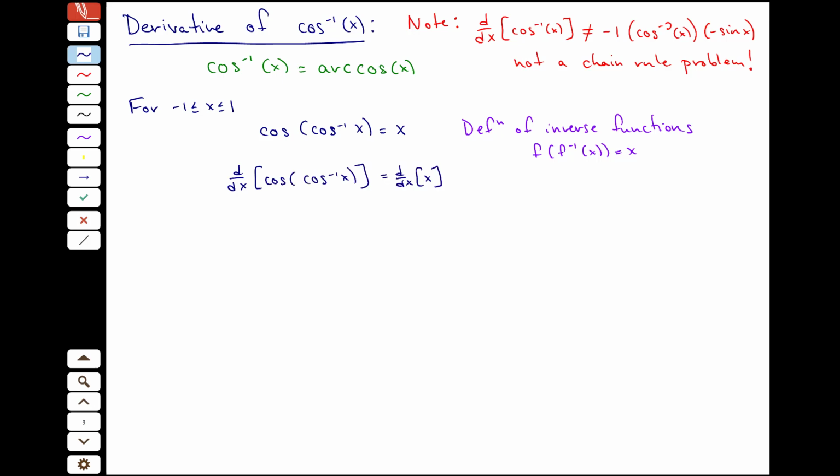And on the right-hand side of this equation, this is very easy. The derivative of x is just 1. And on the left-hand side of this equation, I know what the derivative of cosine is. I know what the derivative of the outside is. And so I can use the chain rule to take the derivative. I get the derivative of cosine is negative sine. I always just plug the inside in unchanged. And then using the chain rule, I would have to multiply this by the derivative of arc cosine. So again, in this step, I'm just using the chain rule on the left-hand side.